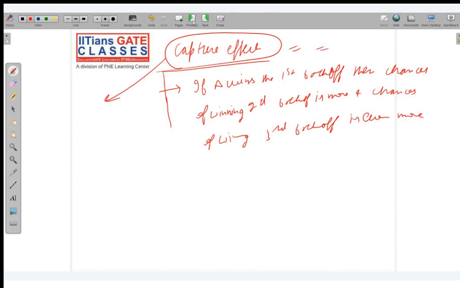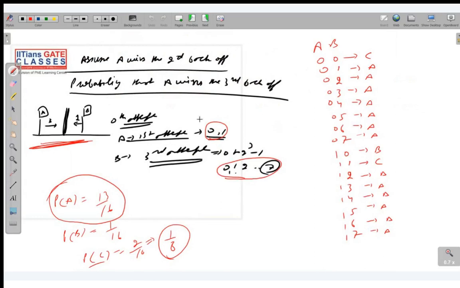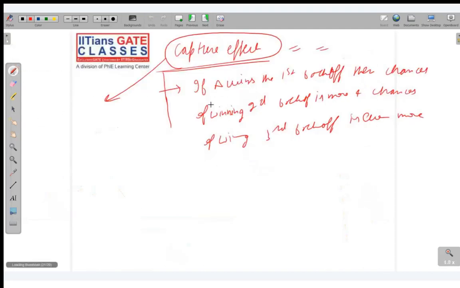So this is all about your back off time. And exponential, why are we calling it exponential? Because the probability is decreasing exponentially. Binary, because there are only two stations. The probability that A wins the first back off is more than B, the second back off is even more, the third back off is even more, and so on. It will keep on increasing. That is the capture effect. So this is all about your back off time.